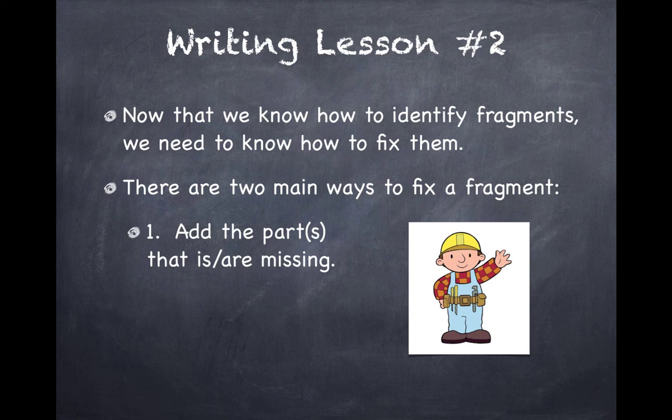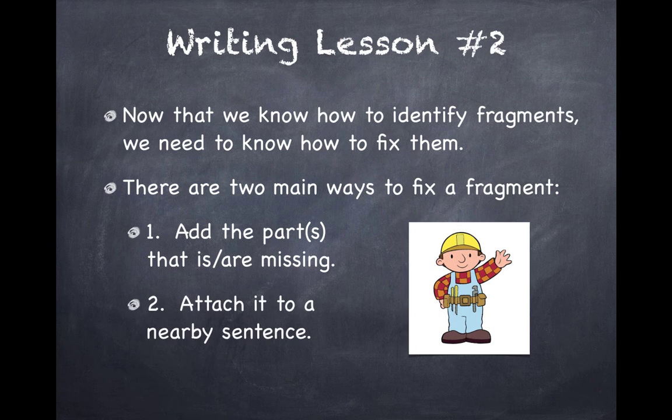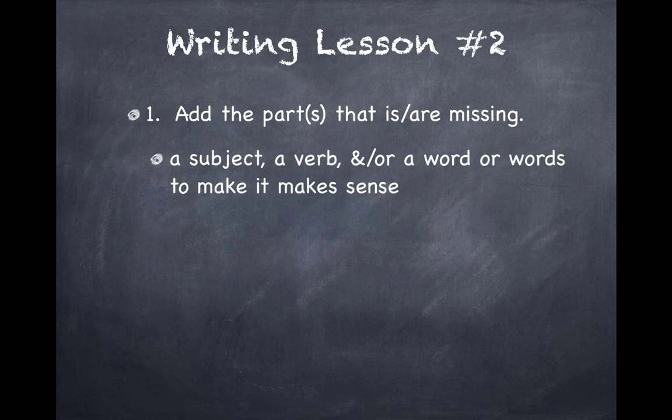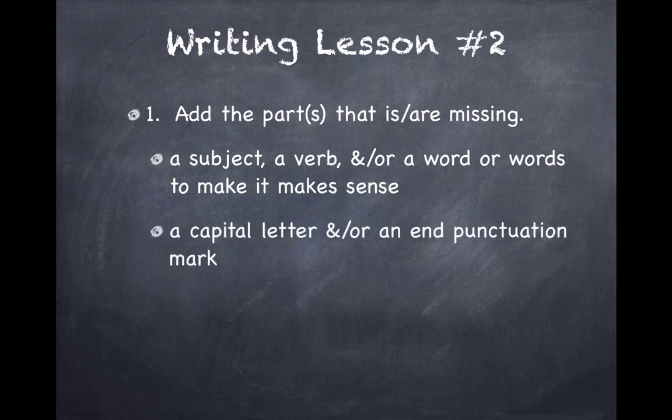So the first part is to add the part or parts that is or are missing. And then the second part would be to attach it to a nearby sentence. So the first one would be add the part or parts that is or are missing. We know that a sentence must have a subject, a verb, maybe there's a word or words that will help to make it make sense, and it's missing those. So if you just add those parts, then it'll help to make the sentence complete.